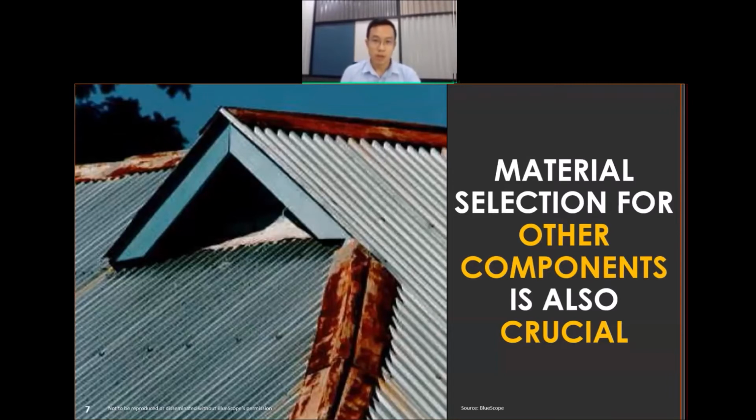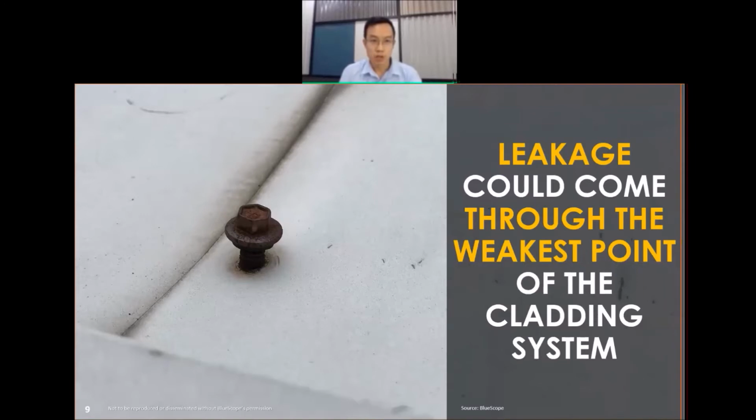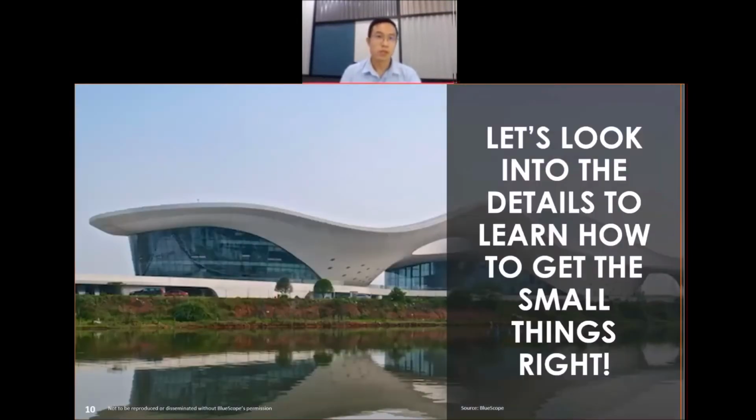Even if, let's say, the building material or so-called cladding material itself can last long, a failure could come through by using an incompatible material, or sometimes leakage could go through the weakest point of the cladding system, i.e. the fasteners. So today let's look into details about how to get all these small details or small material right, in order for us to give you a more holistic or longer lasting external cladding.